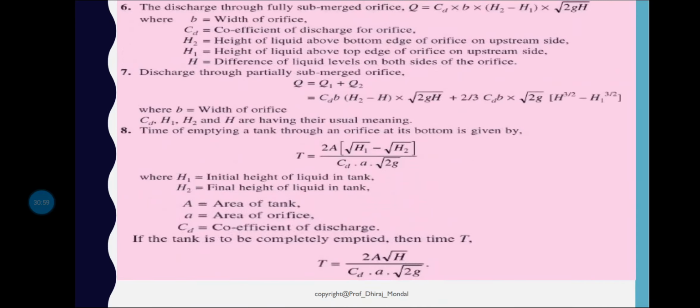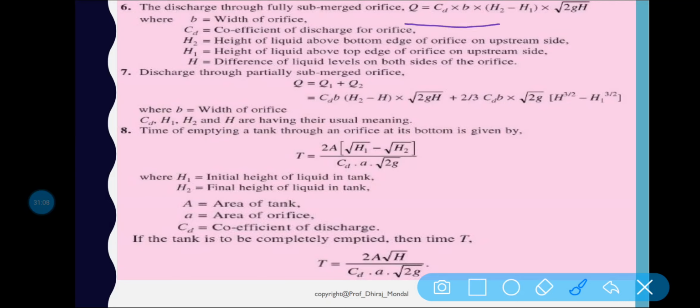Next, the discharge through a fully submerged orifice is equal to what? Q is equal to Cd into B into (h1 minus h2) root over 2gh. Keep it in your mind, you will not be asked to derive this, so you only need to know this formula to solve the numericals.